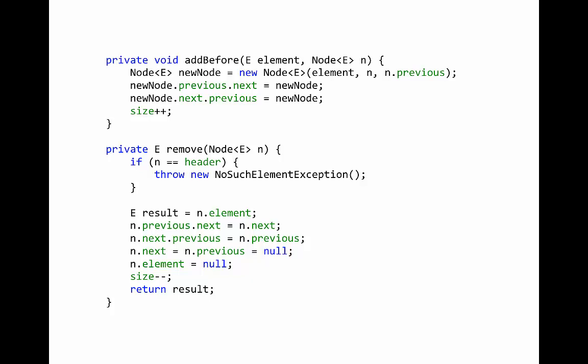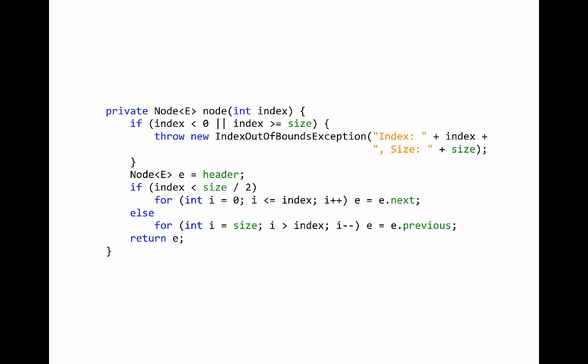The parameter n that you see in these methods serves the same function as the temporary variables that we used in our pause and think slides. And finally, this is the helper method that accomplishes the first step of finding the node that corresponds to a particular index. After checking that the index is valid, we see if it's more efficient to use the next links or the previous links, and then we iterate through the nodes until we find the one we're looking for.